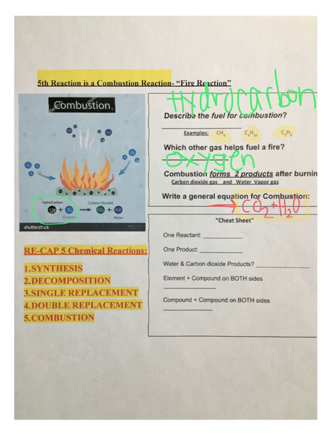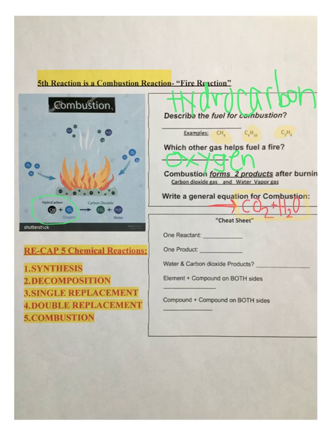I'm going to recap the 5 chemical reactions. The first one we talked about was synthesis. That's when 2 reactants come together to form one. The second one we talked about was decomposition. That's when you have 1 reactant break apart and you get 2 products.